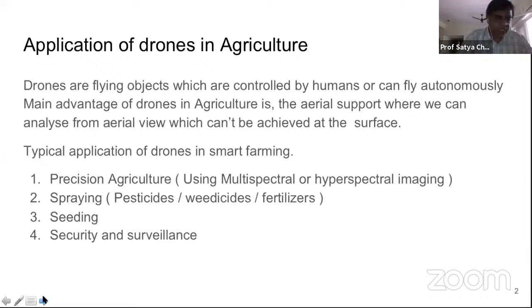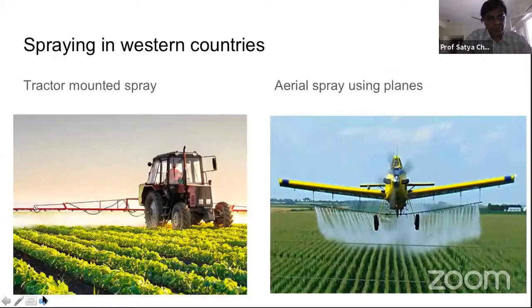But other than seeding, we have actually done other things like imaging and security surveillance in what I'm working with. So if anybody has any questions on those, please feel free to ask as well. But as I said, the focus is on spraying.